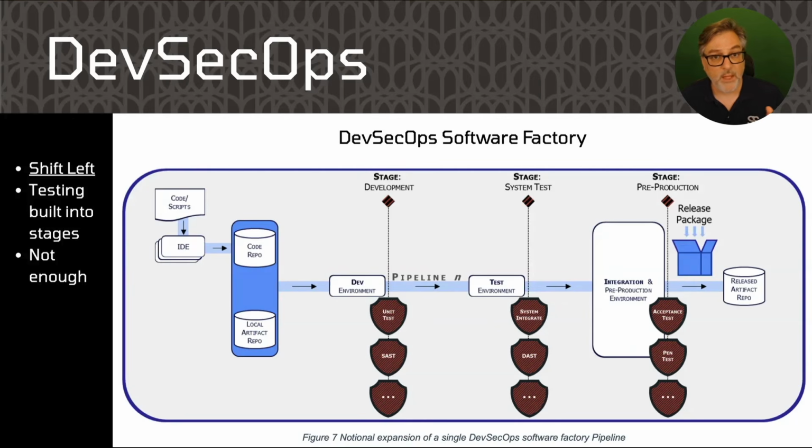So shift left helps, but the security teams are already stretched too thin. Remember, we talked about the 1,200 to 1 ratio of developers to AppSec security teams. It's not a tenable scenario. There's just too much work for the AppSec teams to do. So we'll talk about some of the solutions to that here momentarily. But as you can see, at each one of the logic gates, you have security testing in a DevSecOps software factory. This is good. It's just that it's not enough.